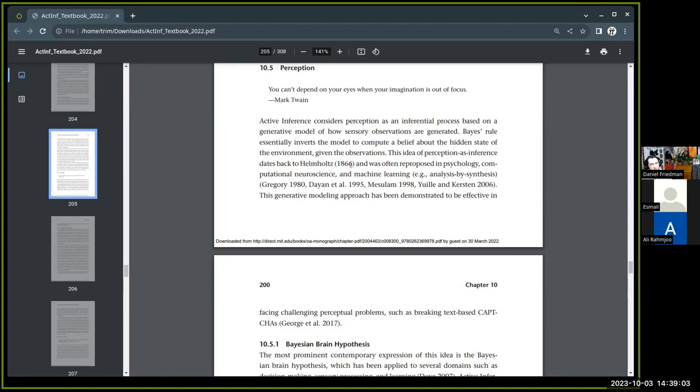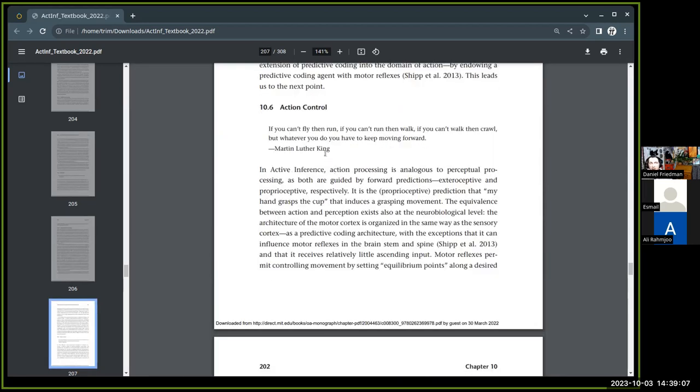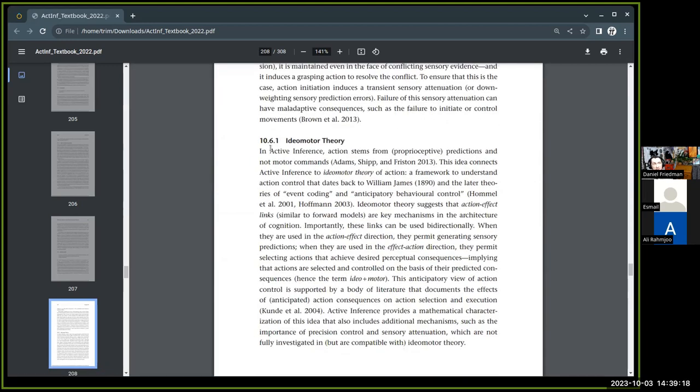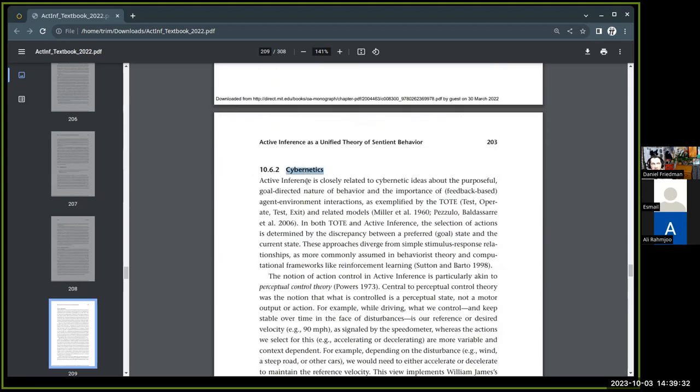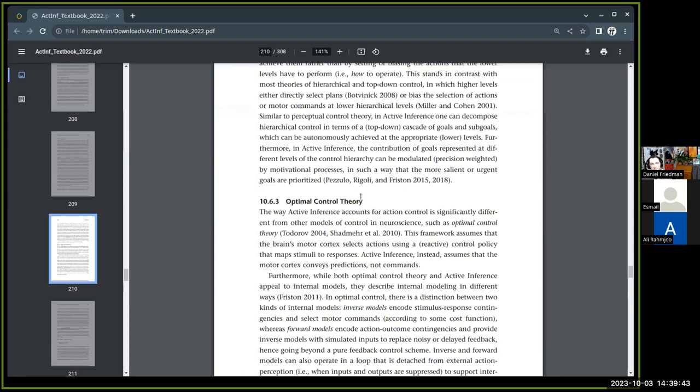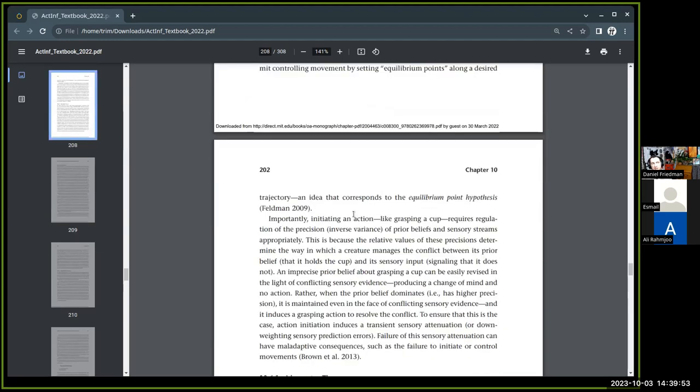Great. 10.5, perception, flows into 10.6, action control. So these two sections describe the perception and action view of active inference. In this action theory, there are subsections on ideomotor theory, which is a theory with a long history that relates to how cognition influences action, cybernetics, active inference is closely related to cybernetic ideas, and optimal control theory, another framework for thinking about action selection. These sections differentiate some distinctions of active inference and optimal control theory, cybernetics, and ideomotor theory.